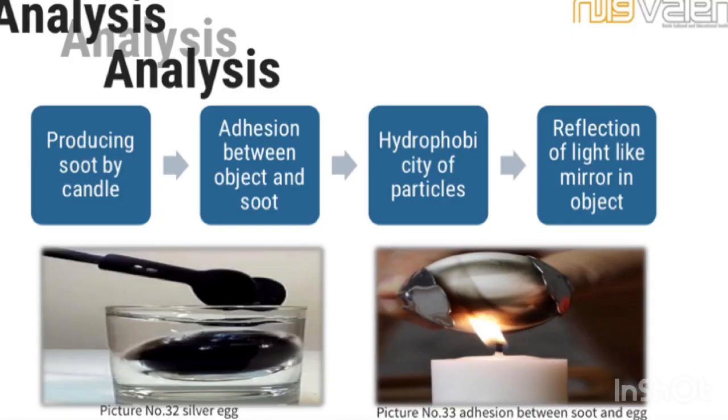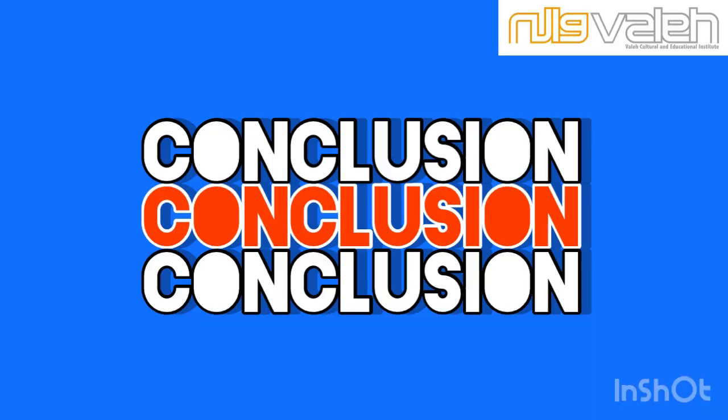About analysis, according to the definition of soot, candle soot is one of its types, because candle paraffin is a type of hydrocarbon. And when we put our desired object in front of our candle soot, the soot sticks to the surface of our object due to the principle of particle adhesion. And when we submerge it under the water, due to hydrophobicity, light reflection, and Snell's law, it reflects the light like a mirror.